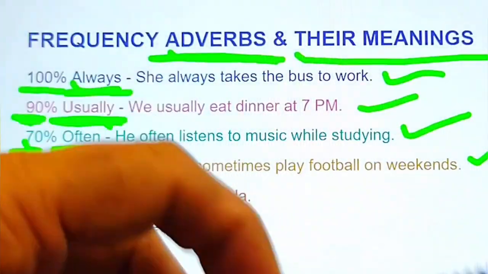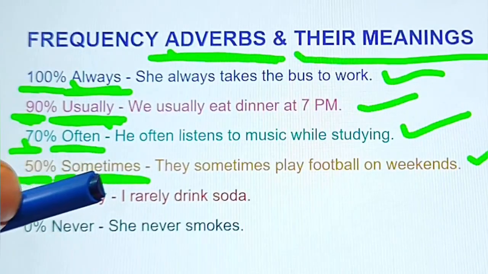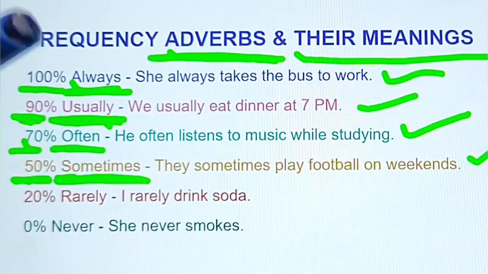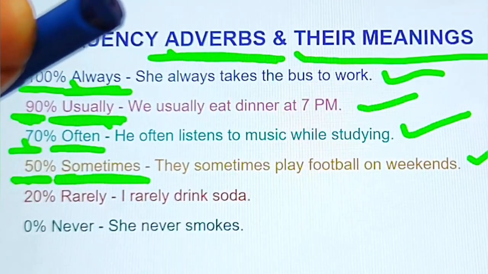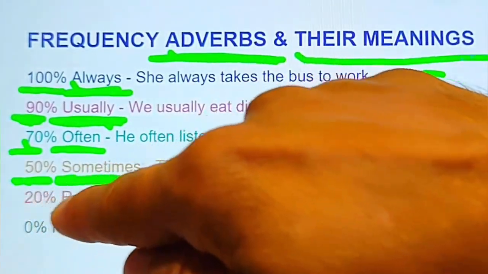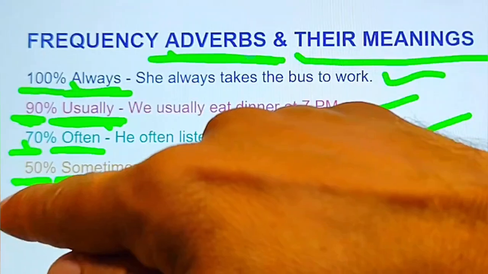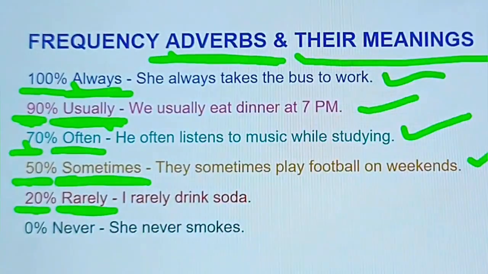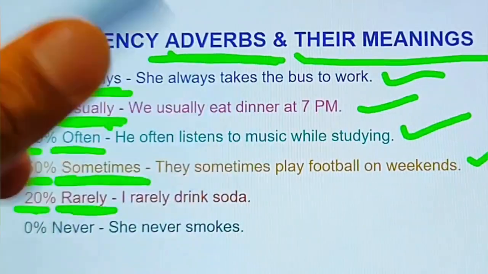For example, they sometimes play football on weekends. This probability of happening is 50%. That time we use the word sometimes. And when the chance of happening is very low, we use the word rarely, and the probability of happening is 20%. And an example here: I rarely drink soda.